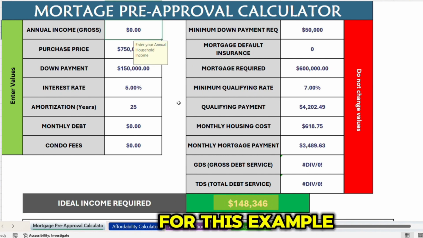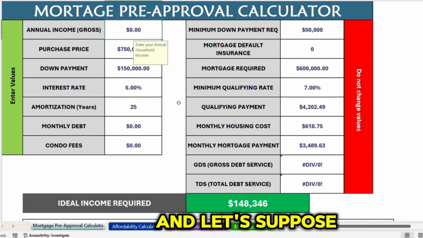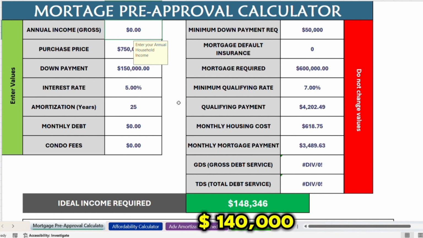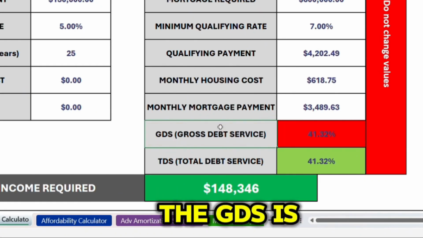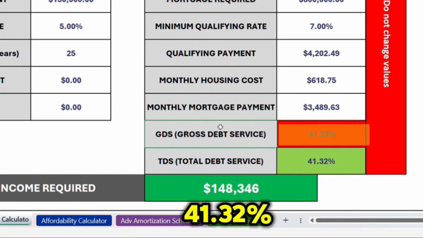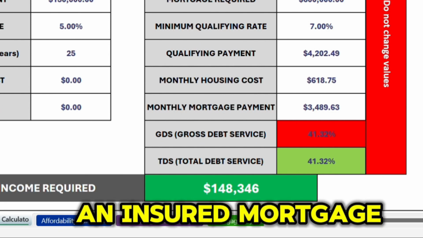$148,346. For this example, I'm assuming that we don't have that much income, and let's suppose that our household income is $140,000. So I'm going to input $140,000 here. Now if you come down and look at the GDS, it is 41.32%. It cannot be more than 39% in case it's an insured mortgage.